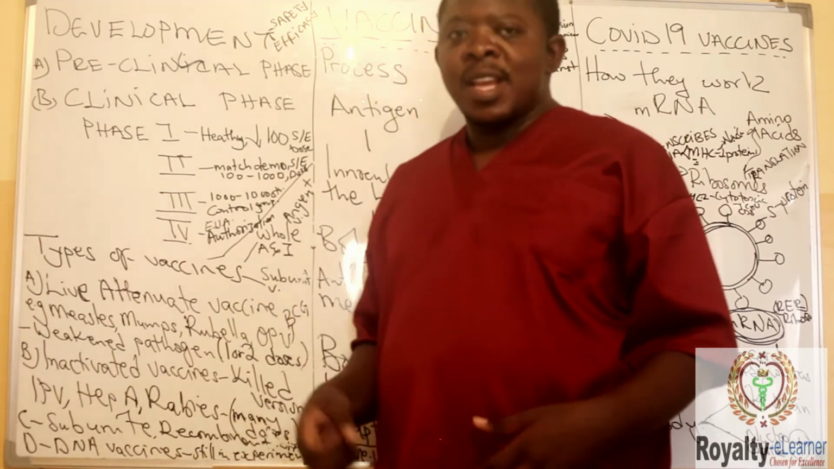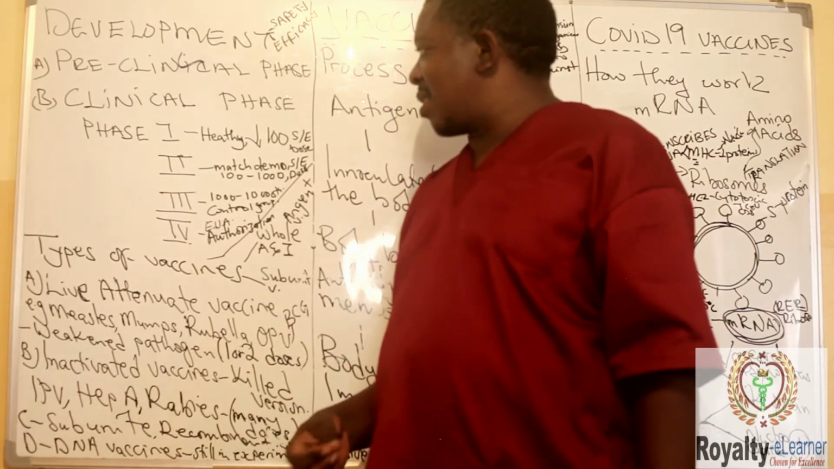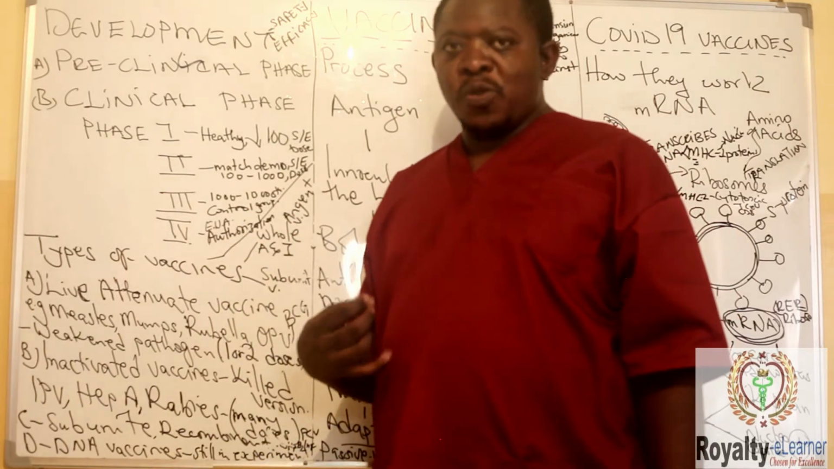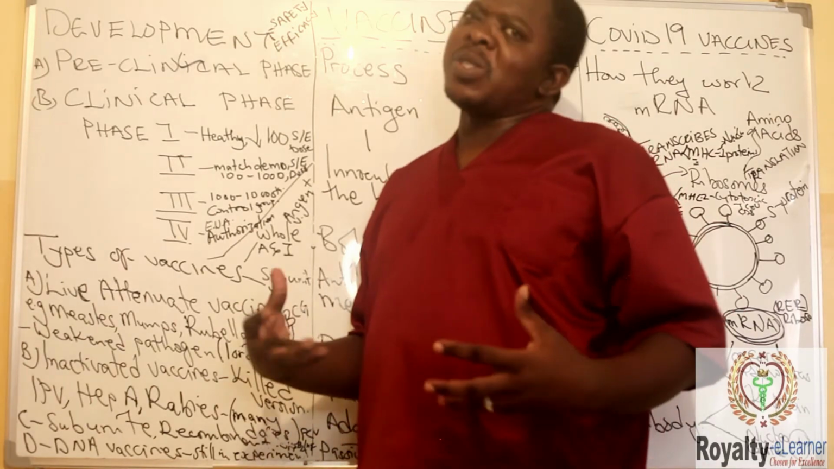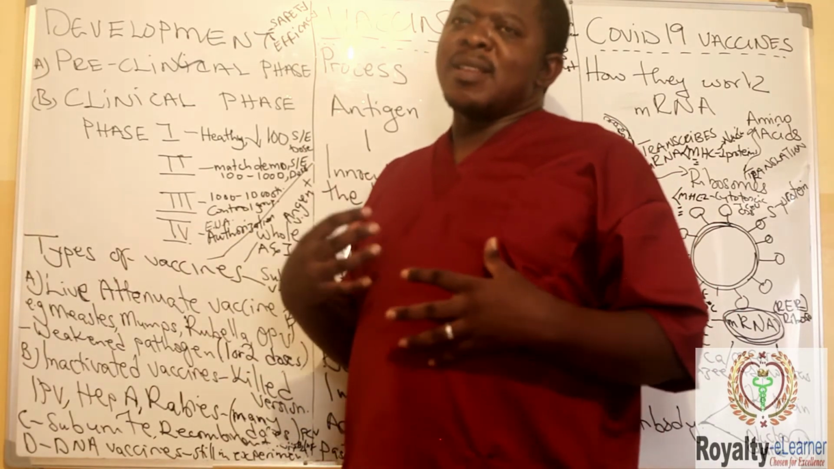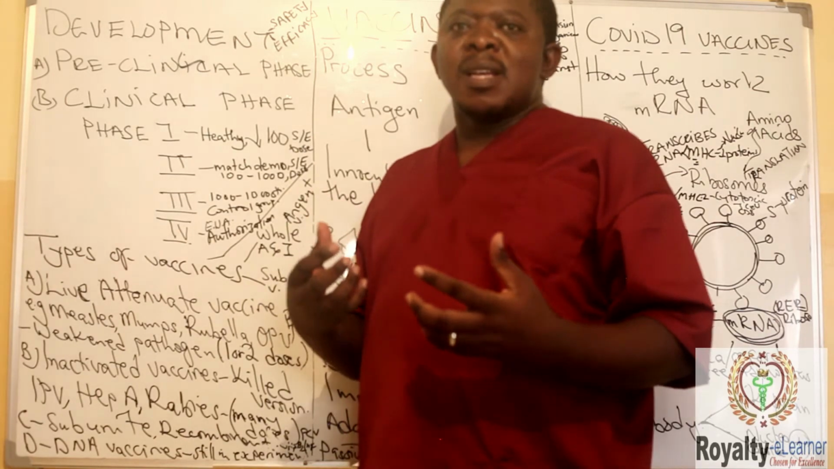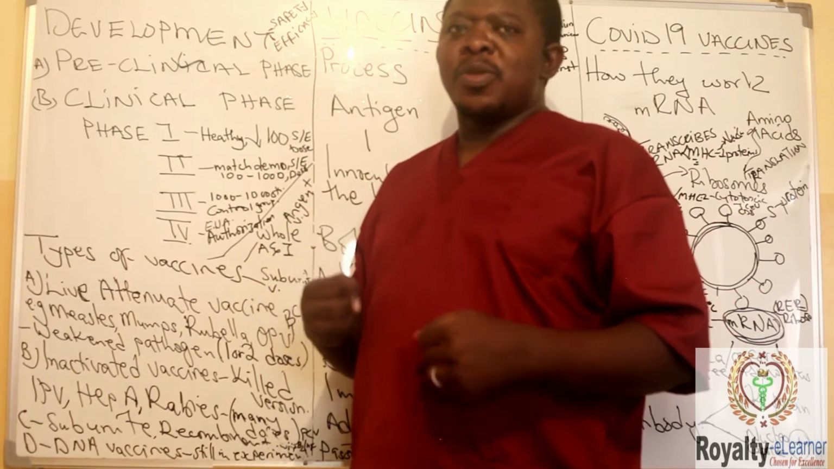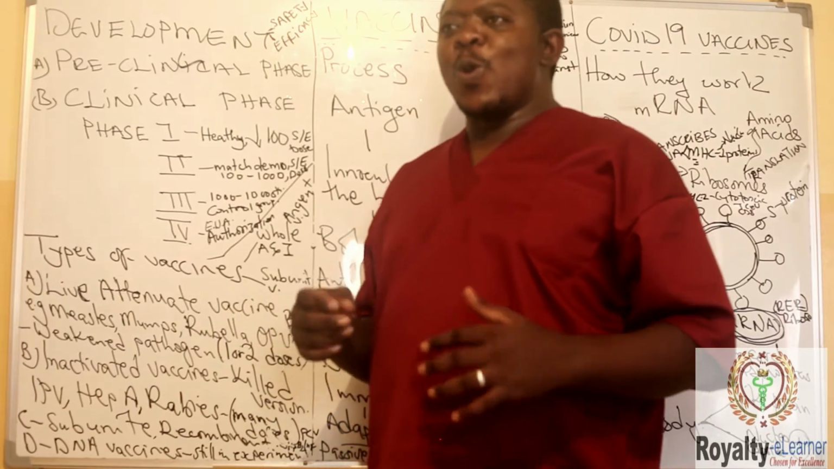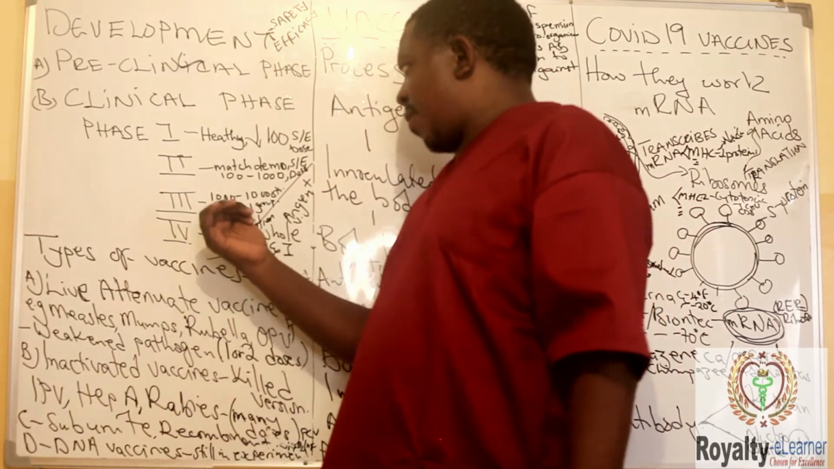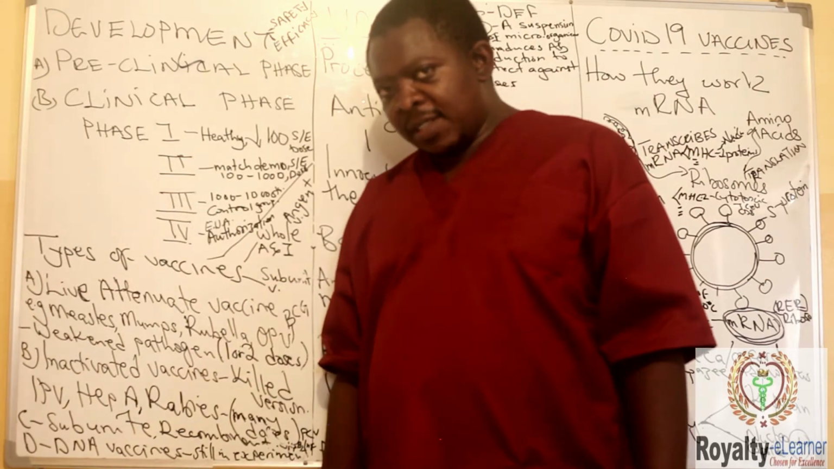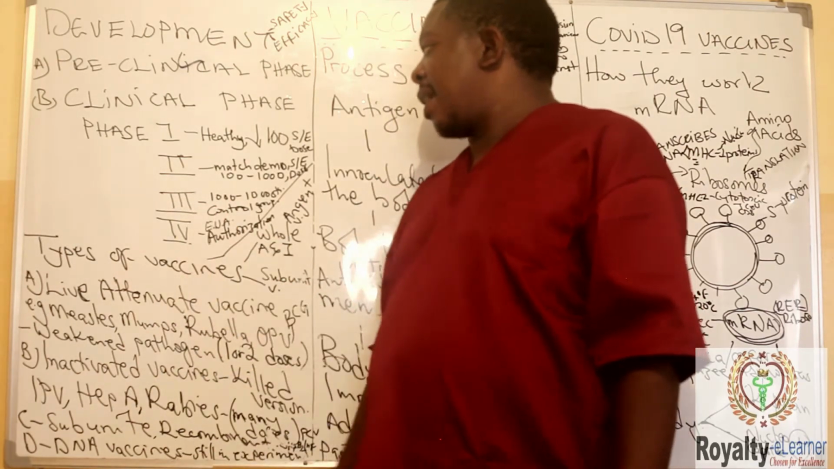Then phase 3, you have 1,000 to 10,000 people, and you have a control group, people that receive a placebo, to see whether psychologically people, when they are given something, feel that they have become immune, or whether the drug is actually working. All right, so after that, there is phase 4, which is the authorization.